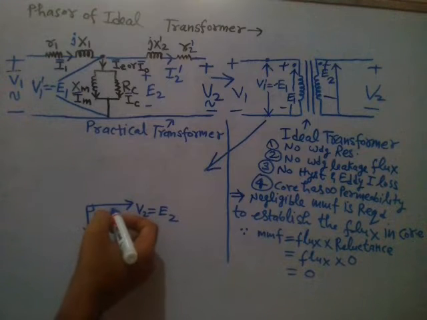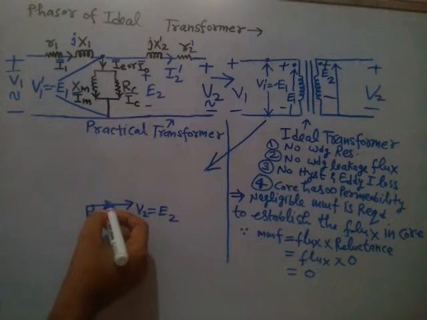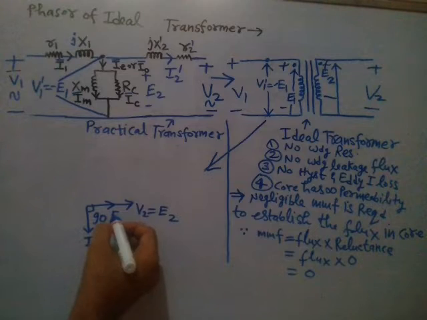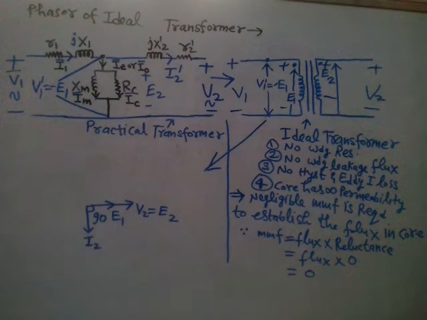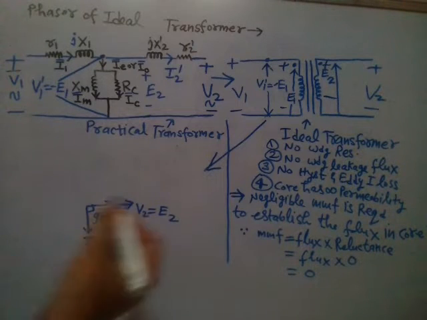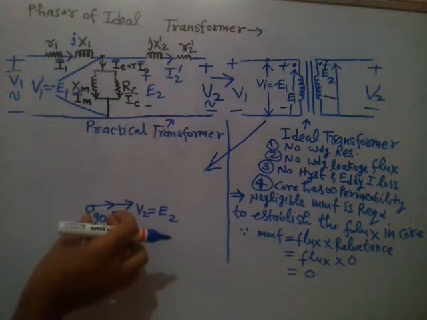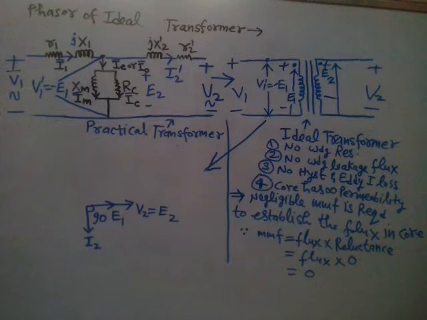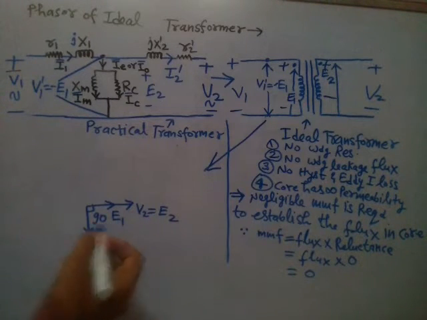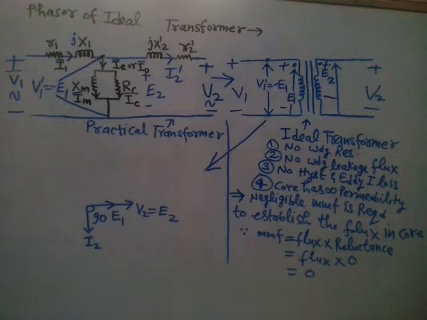In the next step you draw this E1. Let us suppose E1 is less than E2, because we have assumed that N1 is less than N2, the number of turns of the primary winding is less than the number of turns of the secondary winding. So the magnitude of EMF E1 will be less than the magnitude of E2. So E1 is less, E2 is more, right? So draw E1 here, on the same line.